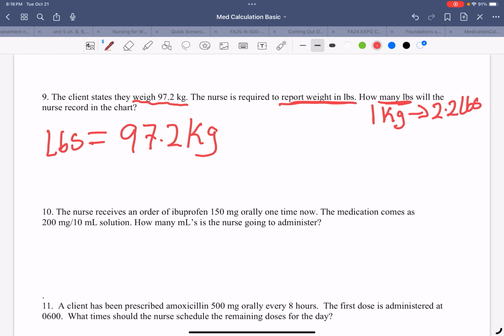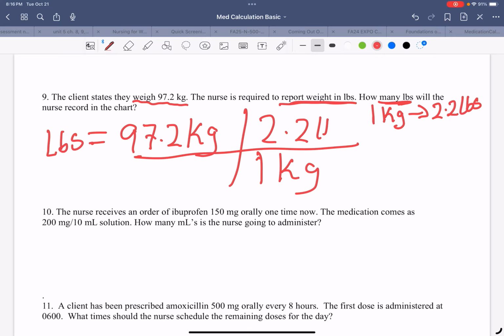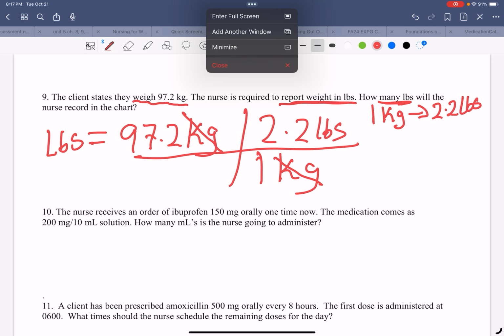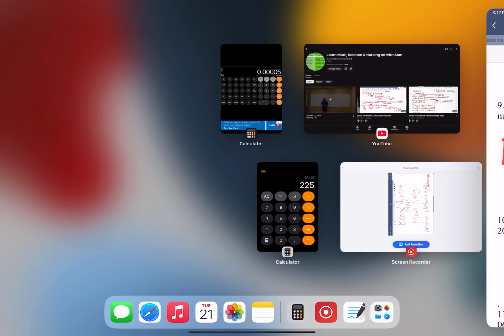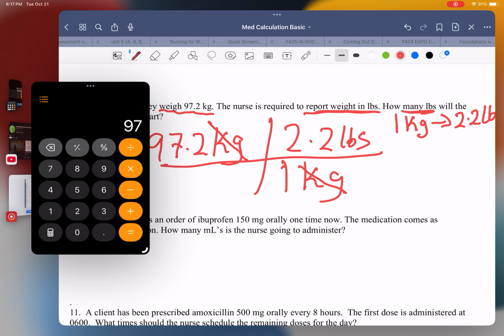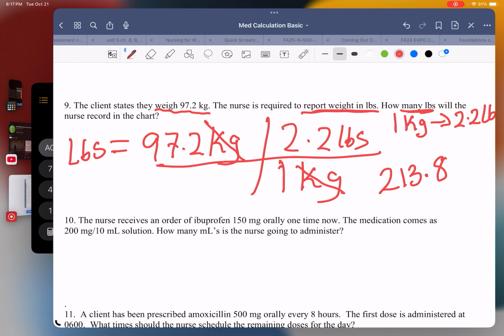I'm doing my dimensional analysis: for every 1 kilogram, you can see my goal is to cancel the kilogram, that's why I'm putting it on the bottom, times 2.2 pounds. If I cancel my kilograms, you can see my unit matches. So 97.2 times 2.2 is around 214. Let's see: 97.2 times 2.2 is 213.84, so 213.8 pounds. All right, hope that makes sense.